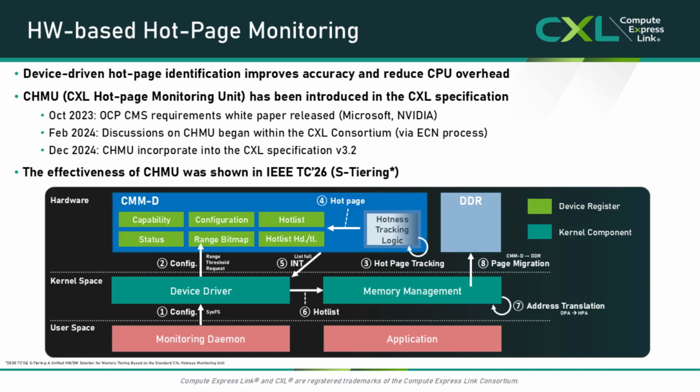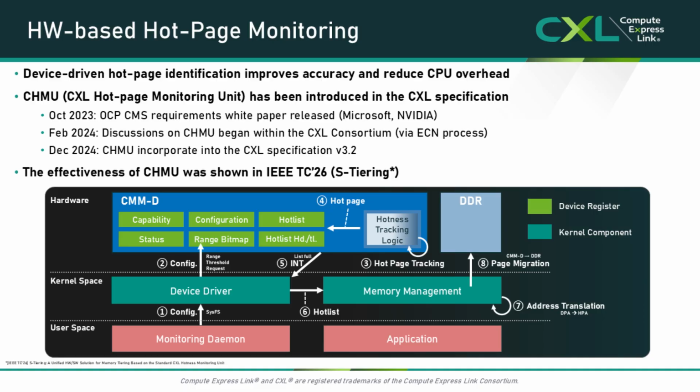With CHMU, the host continues to manage page temperature using traditional policies such as LRU, while the device provides additional hotness information for CXL memory. This enables the intended behavior of tiered memory systems, demoting cold pages from DRAM and promoting hot pages from CXL memory. An important point is that this is not just a research idea.